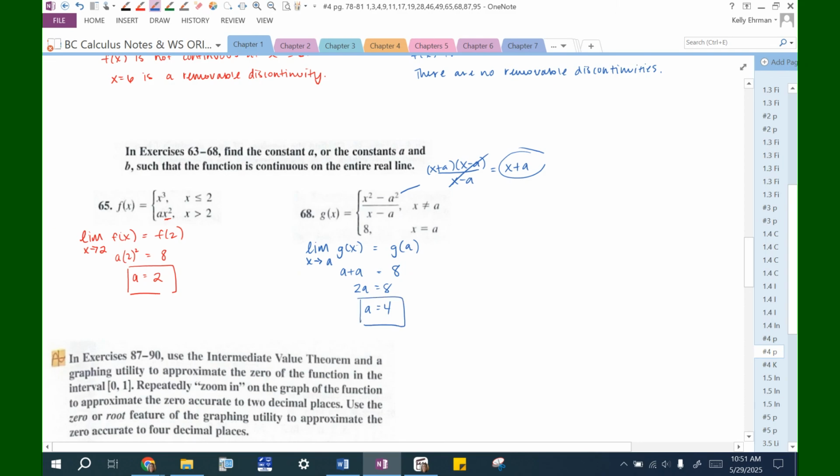So if we go back and put in 4s for the a values, then we should get that the limit is equal to 8, just like the function value.